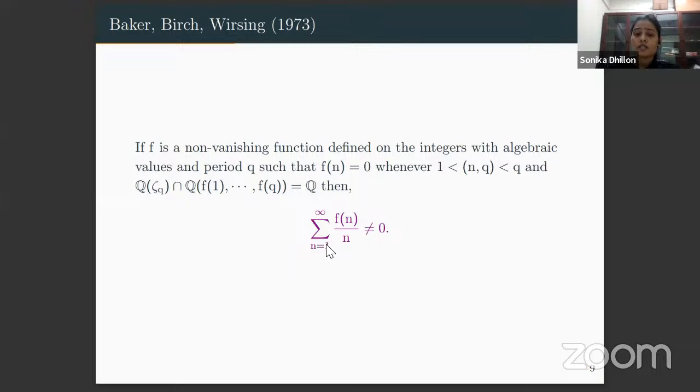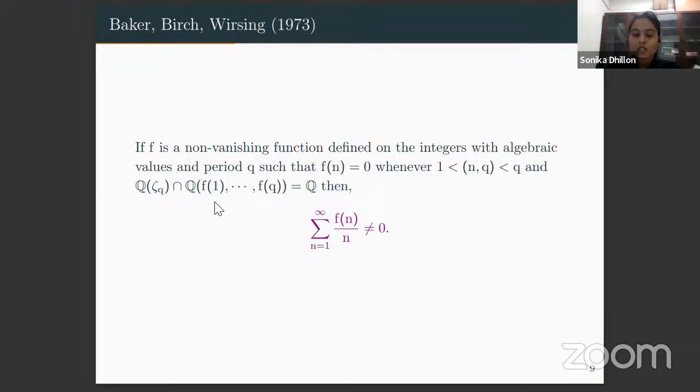And it also answers Erdős's question for the case when q is equal to a prime. But note that in this theorem, they have assumed the coprime condition: at the non-coprime arguments, the function has to be 0. Another thing is that they have taken the intersection to be trivial. So the question is why these two conditions are important.